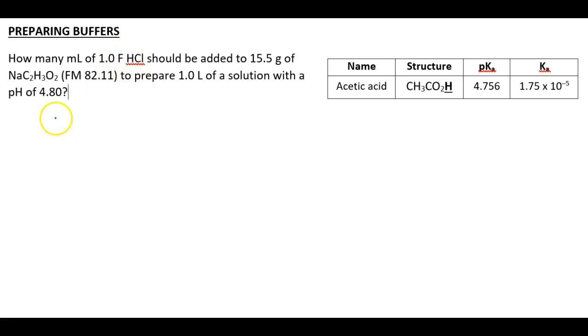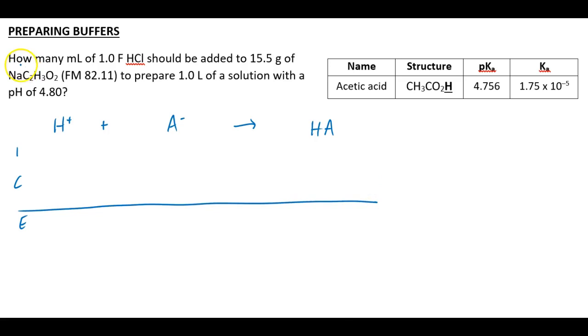H plus is going to be a reactant. It's going to react with the acetate, which I'm just going to call A minus, to form, again, the missing acetic acid, or HA. So we're going to need an ICE table. And again, they want to know how many milliliters of this 1 formal HCl do we need.